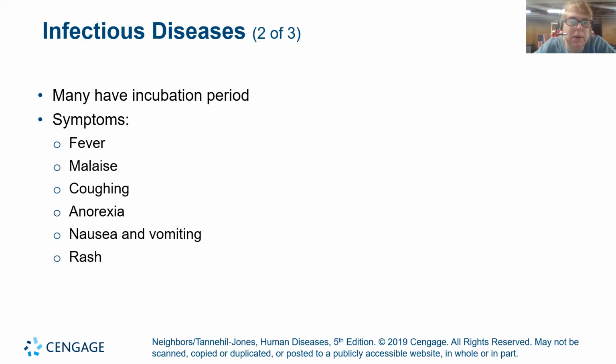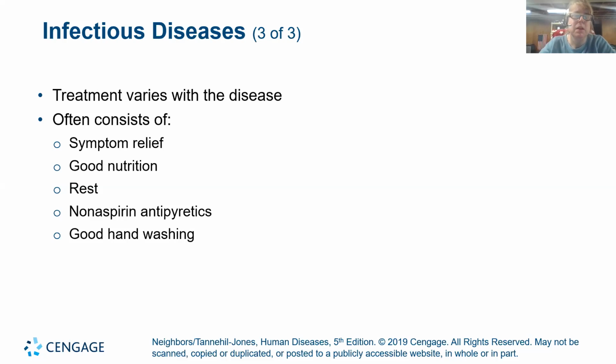You can see fever, the malaise. Malaise in kids is when they just stop playing and they just kind of lay around. They can cough. Anorexia, they stop eating, or if they are nauseous and vomiting. And many of the infectious diseases also come with specific types of rashes. So the treatment varies with the disease.